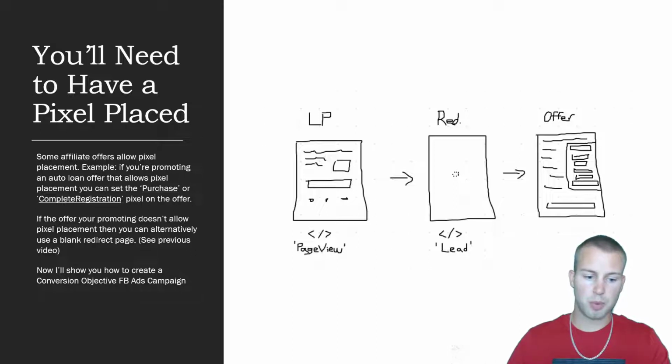But if the offer you're promoting does not allow pixel placement, then you can alternatively use a blank redirect page to track leads, for example. I just created a video on this in the previous video, so you can watch that by clicking that I button up there on how to use redirect pages with Facebook ads and affiliate marketing. That is a super advanced video and I'm giving it away for free, so make sure to watch that. So now I'll show you how to create a conversion objective Facebook ads campaign. I'll dive into that right now.